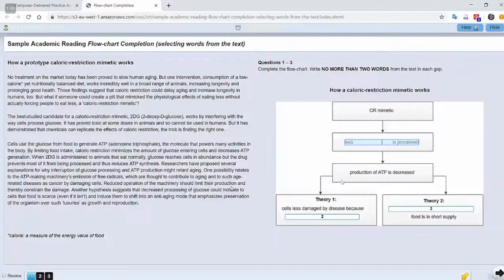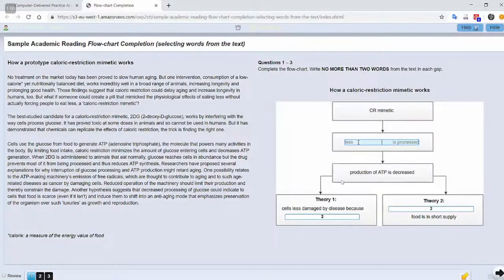Okay, so this is a flowchart question, right? Over here we see the chart, CR mimetic, and then we have the first answer choice for number 1. Now for number 2, in order to reveal the language for number 2, you have to actually click inside the box, and that'll show you the language that the answer connects to. Same for number 3, you have to click inside the box. Unless your cursor is in the box, you won't see that language.